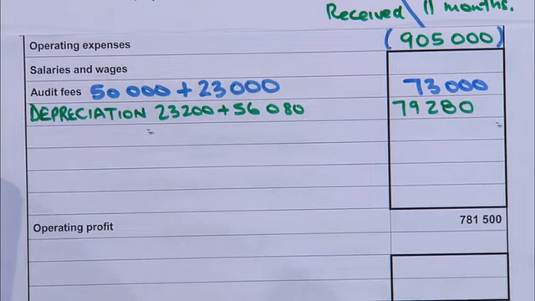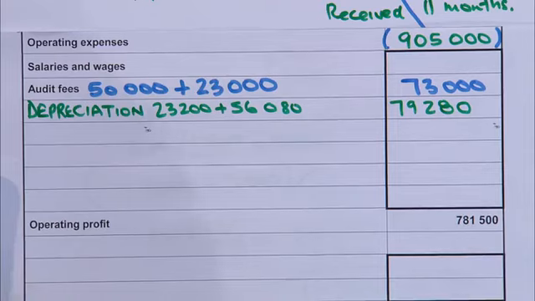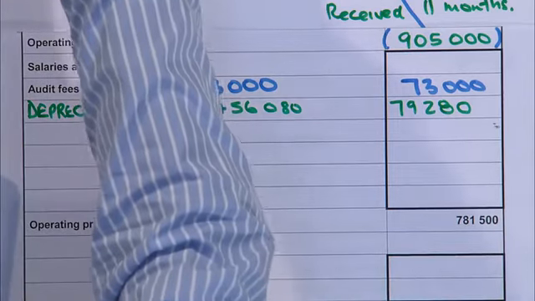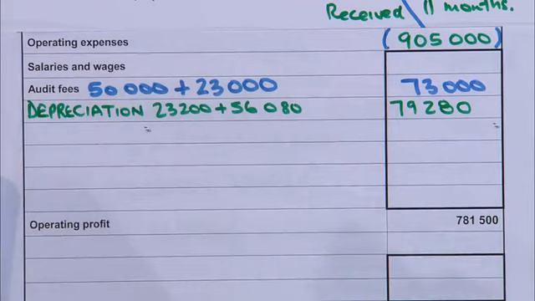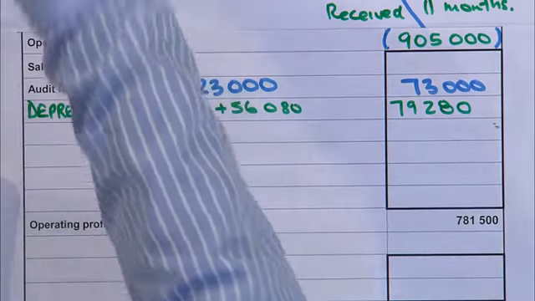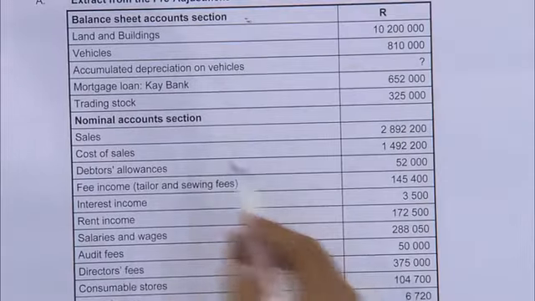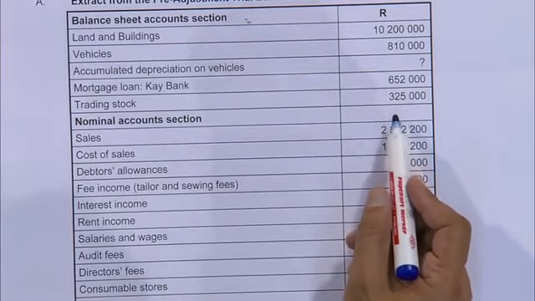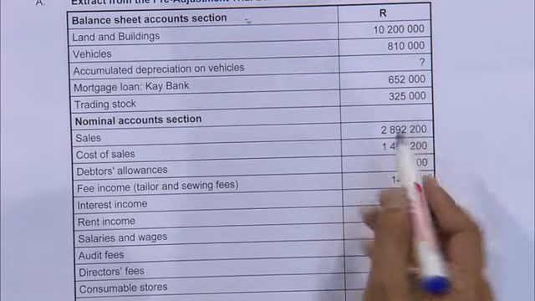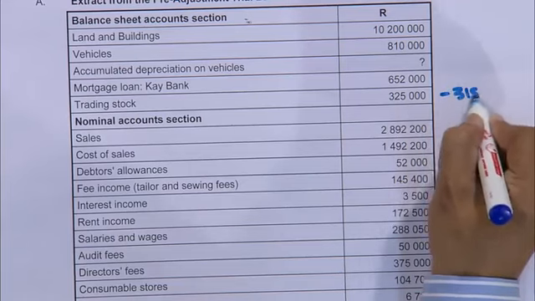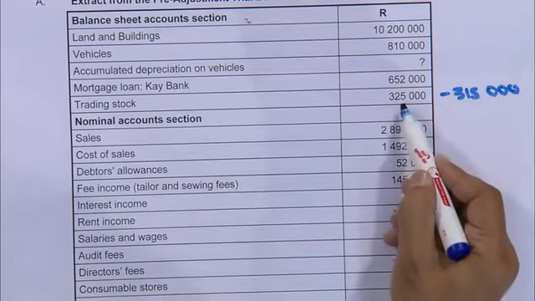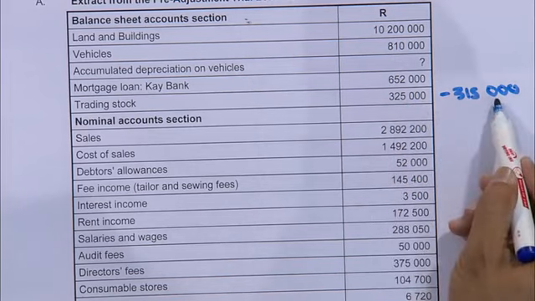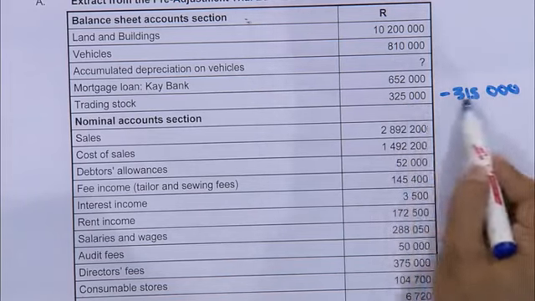Then the next adjustment, they're talking about the trading stock and consumable stores on hand. All we have to do is look for trading stock in the trial balance. Currently it stands at 325,000. The adjustment says that the amount on hand is 315,000. Okay, so the stock in the books is more than what we have on hand, so there will be a deficit of the difference.